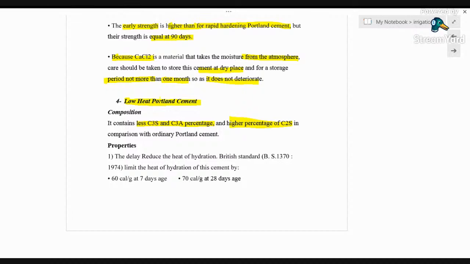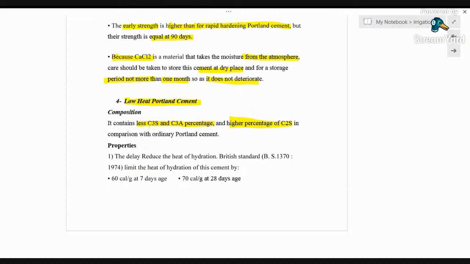So C3A will be very high because heat of hydration will be very high. If you are decreasing C3S, you always remember the other, C2S, is to be increased. So low heat Portland cement contains less C3S and C3A, because less initial heat of hydration is needed. But here the C2S amount will be more.